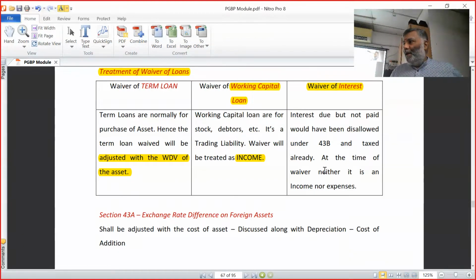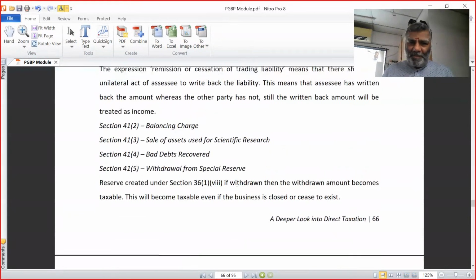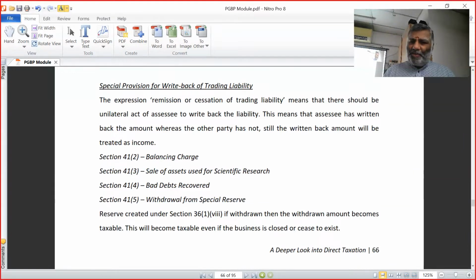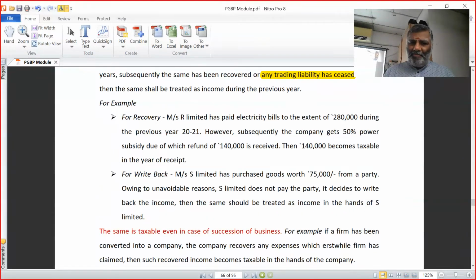Working capital loan, which has been waived by the bank, is taken as a capital receipt. It is considered as a reserve. But for our income tax adjustment statement, it should be treated as income. These are all the adjustments which they can give: term loan, working capital loan, interest. Interest can be an adjustment or they have considered it as income. The other things, this balancing charge, sale of assets, bad debts recovered, etc., will all be treated as income. Please read section 41(1).